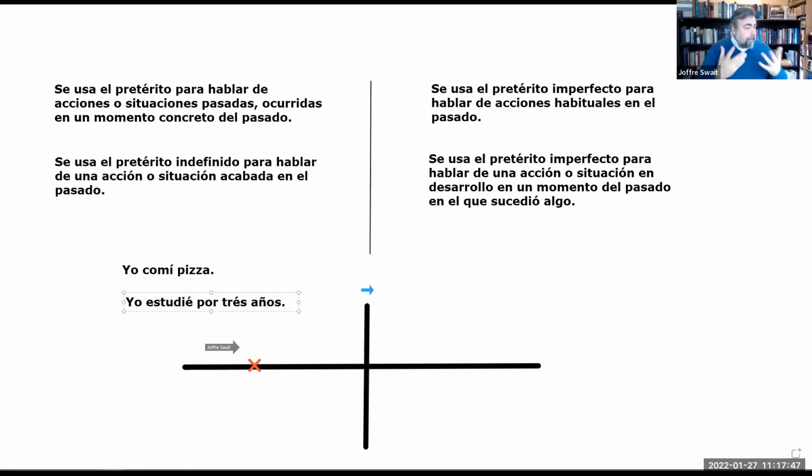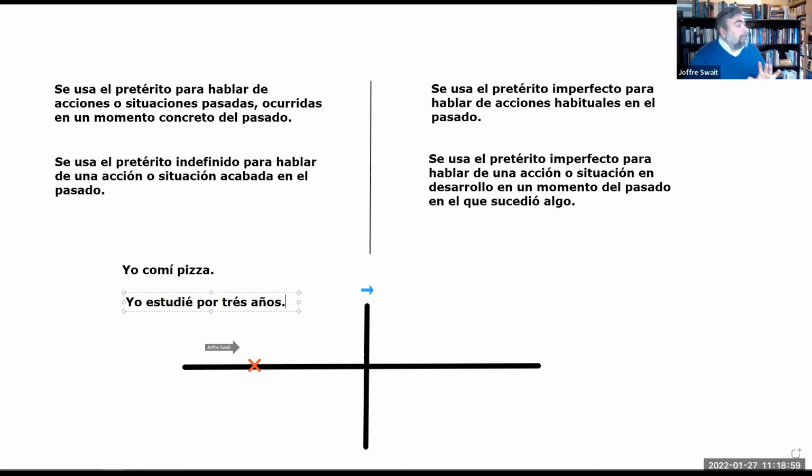Sigue, it continues being, sigue siendo algo discreto. ¿Ok? No es un punto. 3 años es difícil pensar. 3 años no es un punto. Pero sí, es un bloque, es discreto. Yo estudié por 3 años. ¿Ok? Estos son los usos del pretérito.